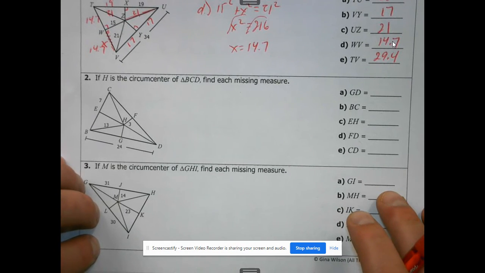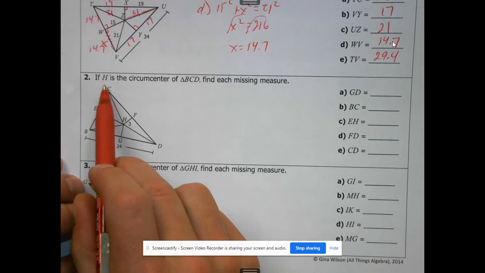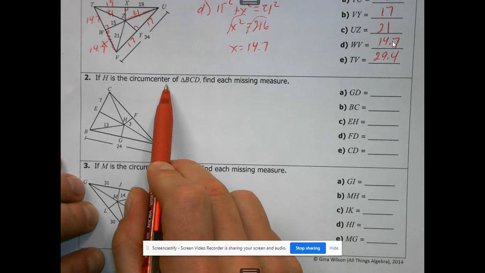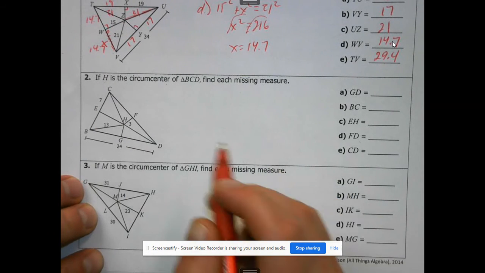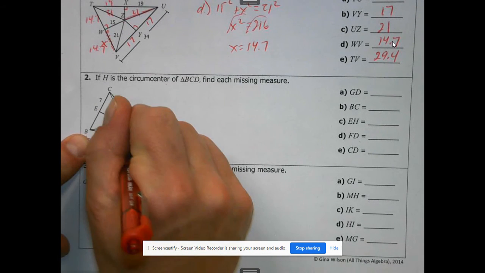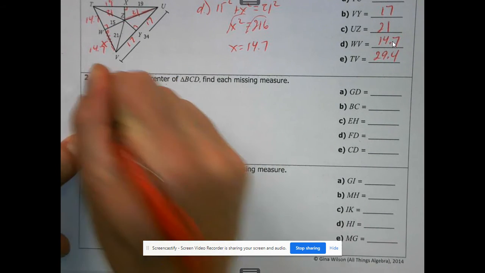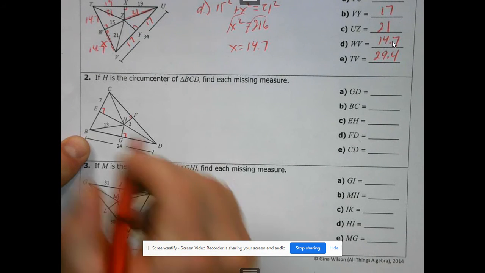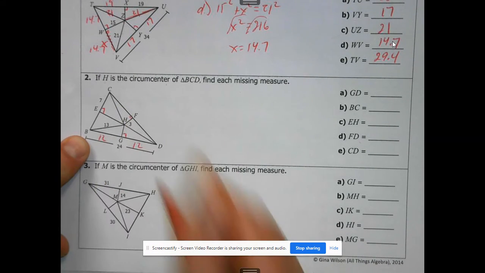So number 2, once again, try to fill in all the missing pieces. H is the circumcenter of triangle BCD. Find each missing measure. All right. Whole thing's 24. Well, first put in your 90s. Don't forget your 90s. Cut that 24 in half. 12, 12.